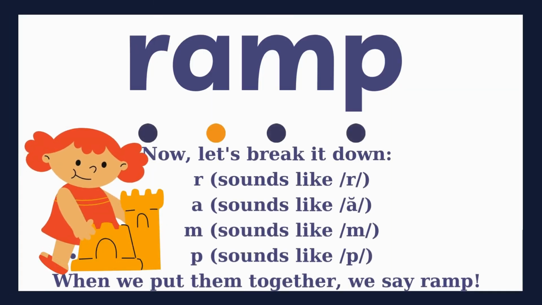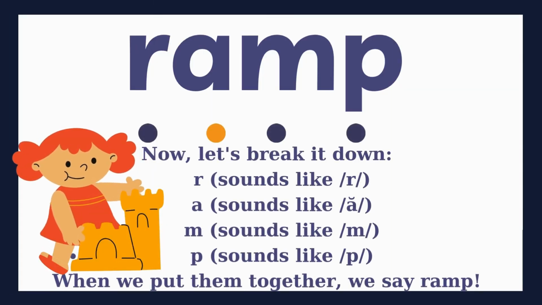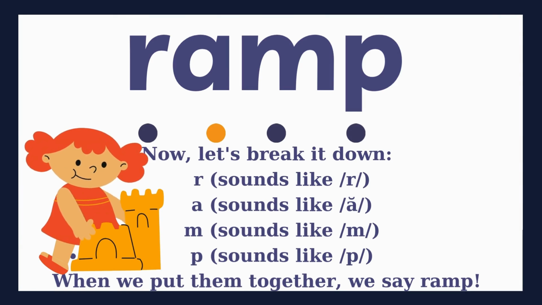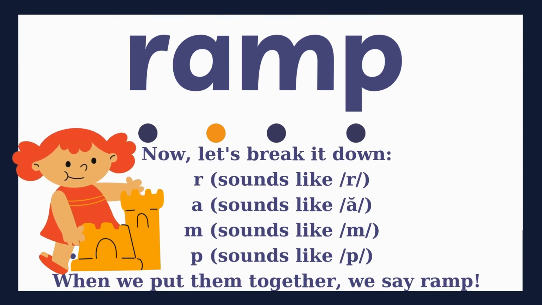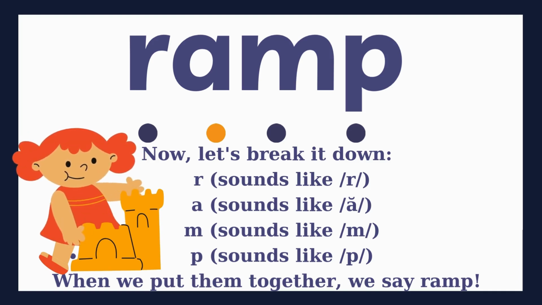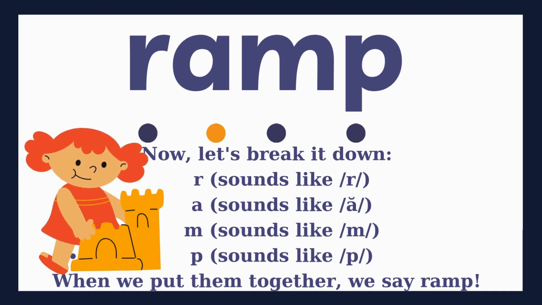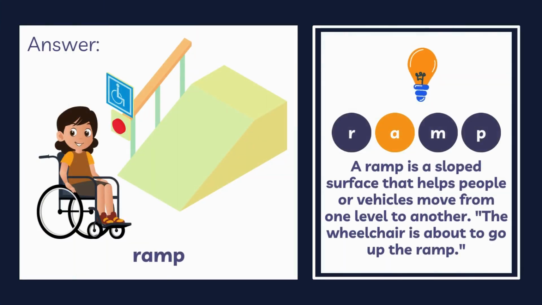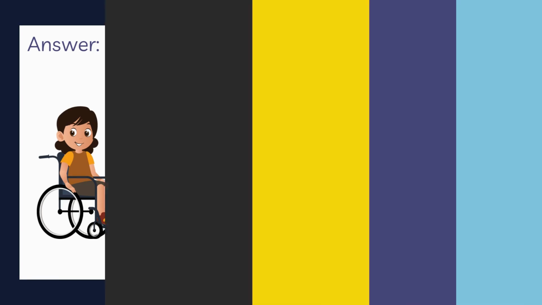Ramp. Now, let's break it down. R sounds like R and A sounds like A. M sounds like M. P sounds like P. When we put them together, we say ramp. A ramp is a sloped surface that helps people or vehicles move from one level to another. The wheelchair is about to go up the ramp.